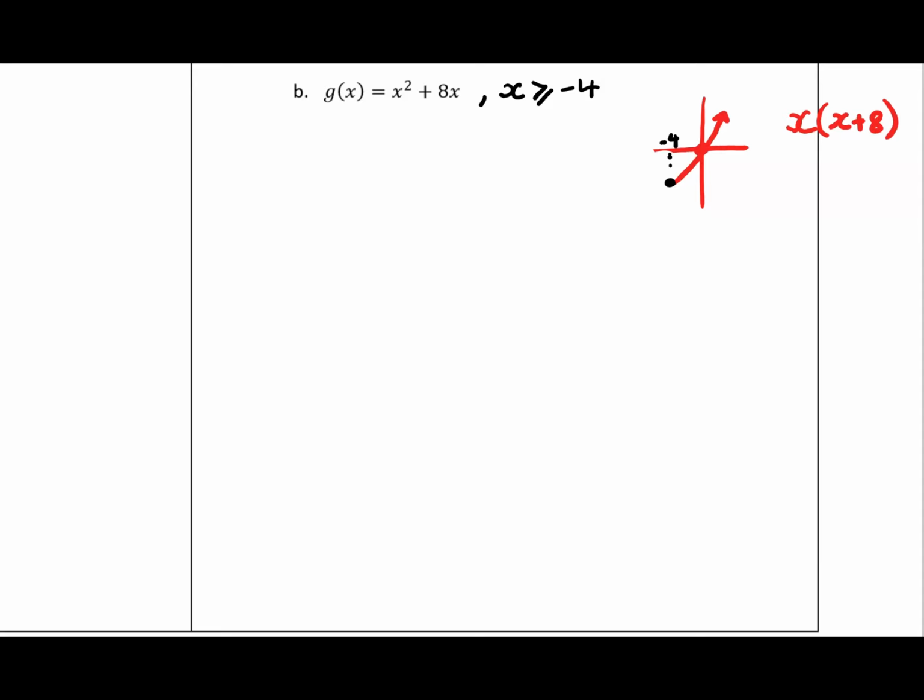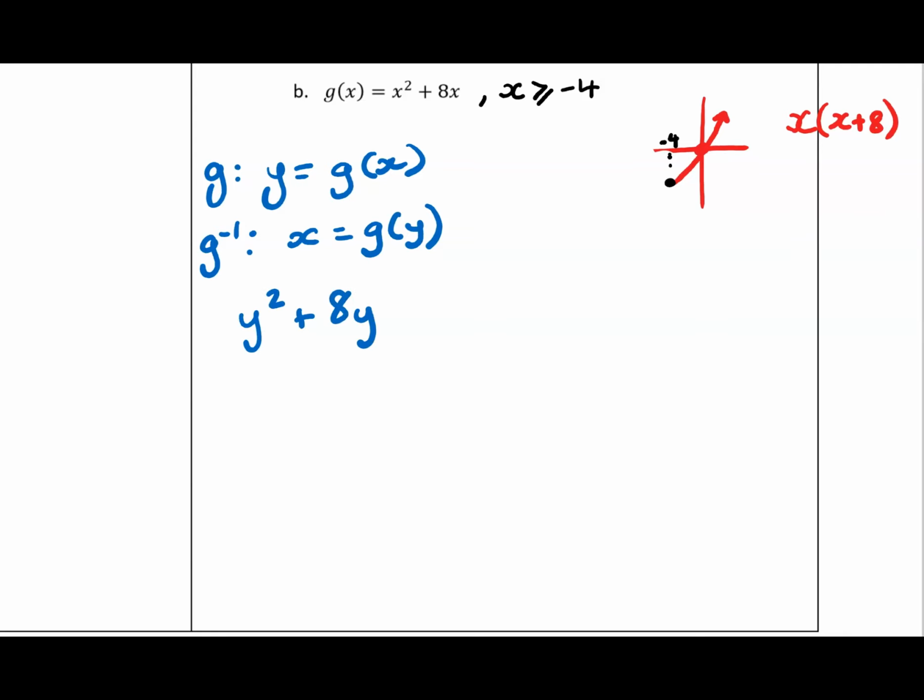Now I can go about this as usual. I don't have the function f, I have the function g. So I'll say g is such that y equals g of x. To swap x and y, the inverse of g is such that x equals g of y. And so y squared plus 8y is equal to x. This is what I'm solving for the inverse. If you did try this on your own, I'm guessing you may have had some trouble trying to get y on its own because there are two y variables here.